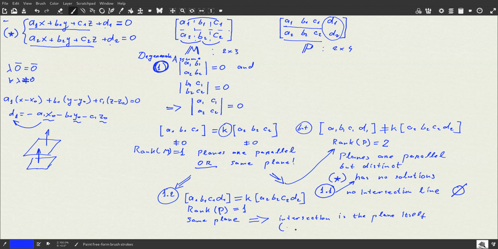Which is a 2D, two-dimensional manifold, as we all know. A plane, you remember, is a two-dimensional manifold. Whereas if there is no intersection at all, obviously, this means that it is a 0D manifold, empty set. So these are two degenerate cases. In one case, there is no intersection at all and it is zero-dimensional. In the other case, the intersection is a plane itself, which is two-dimensional. Okay?